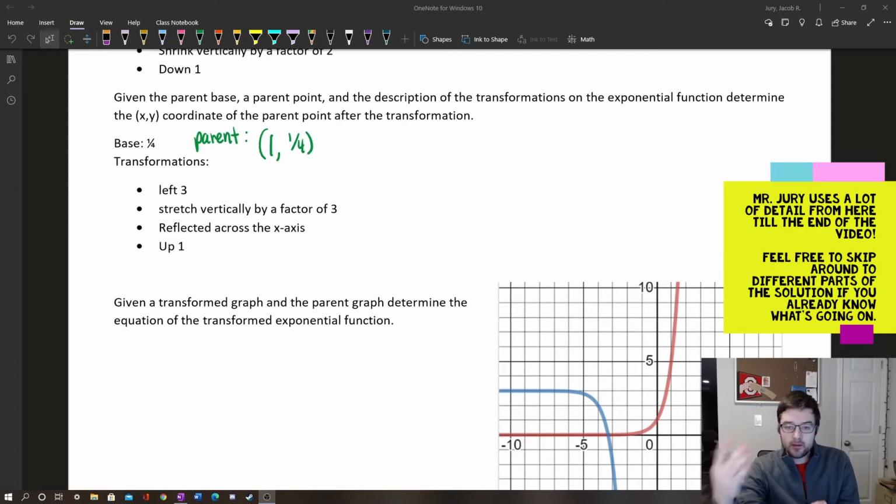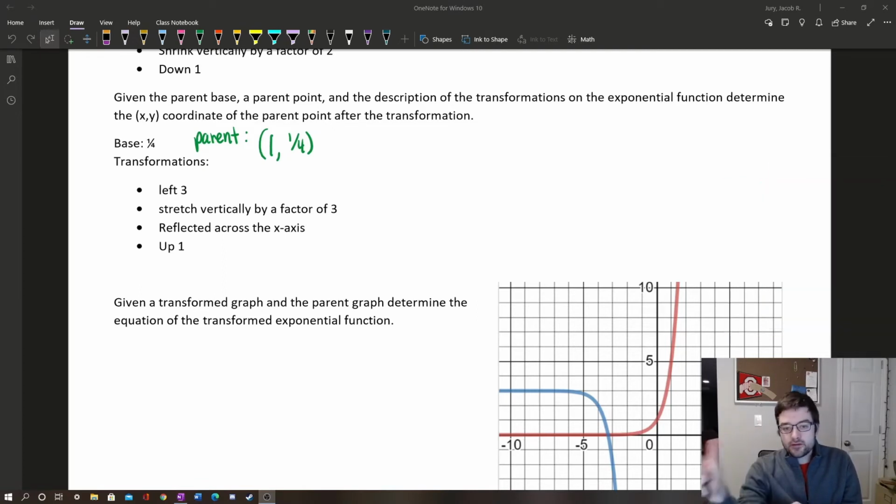a parent base, a parent point, and the description of the transformations on the exponential function, determine the xy coordinates of the parent point after the transformation. So we're basically tracking to see where this parent point ended up after transformations acted on it. So if the parent point of this function is at 1/4, then we should be able to follow where it goes.